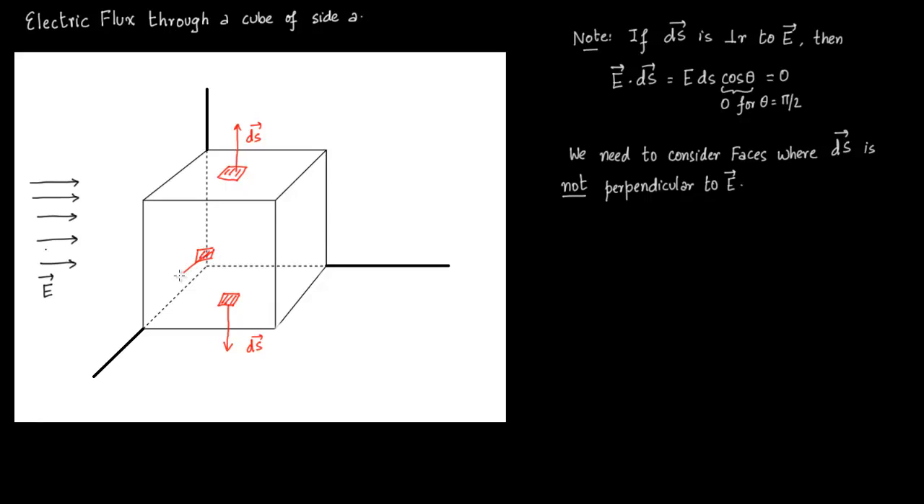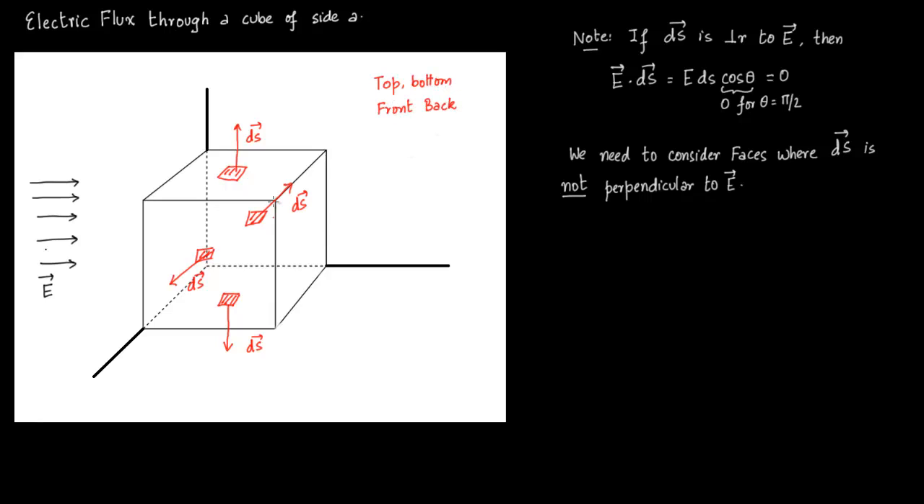Now you talk about the front face. Again you have dS vector here, which is perpendicular to the electric field. And then you have the back face. Again you have dS vector which is perpendicular to the electric field. So the only two faces where dS vector is not perpendicular are the left face and the right face.